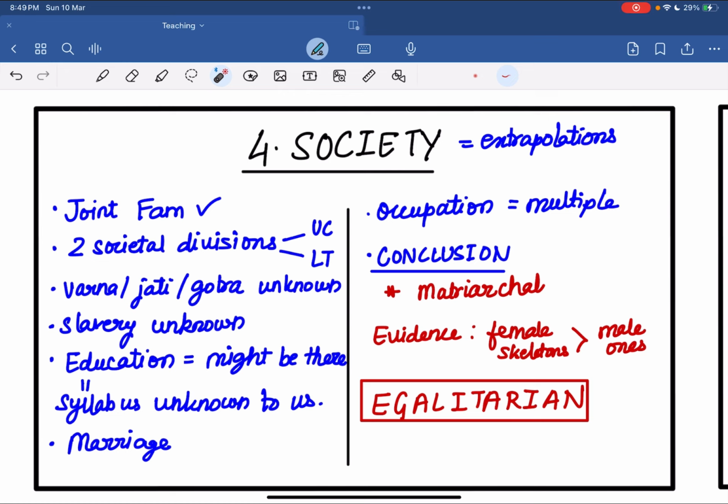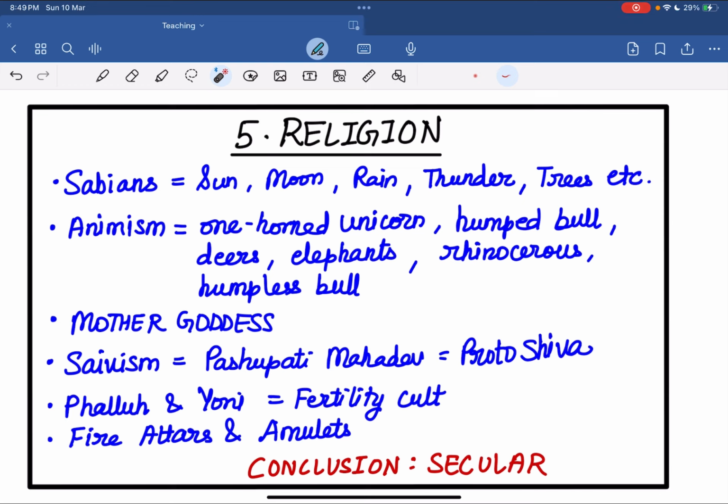Moving forward to the religion part, you have to understand why people worship. People worship when they're in a state of fear. People worship when they want peace, when they want solace. People worship when they believe that a person, deity or anything is above them. Harappans were also people, right? So they also worshipped because of these very many reasons.